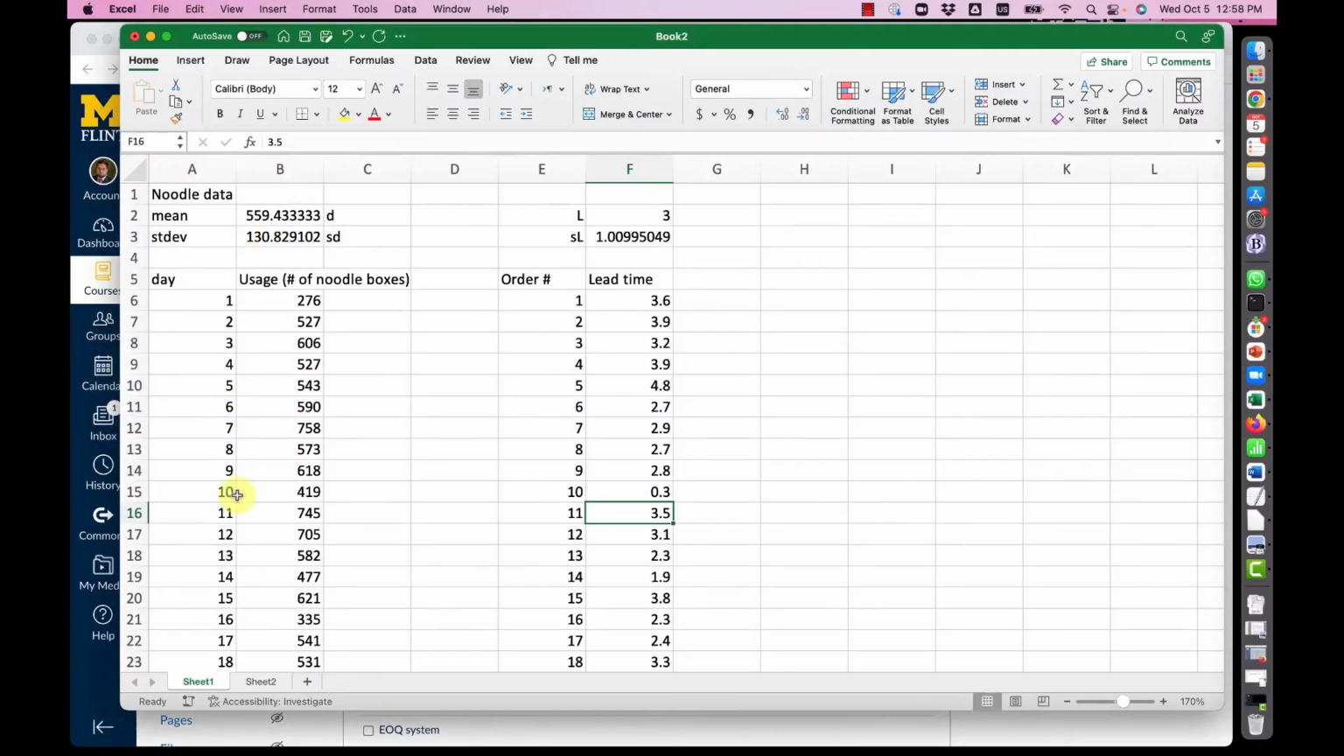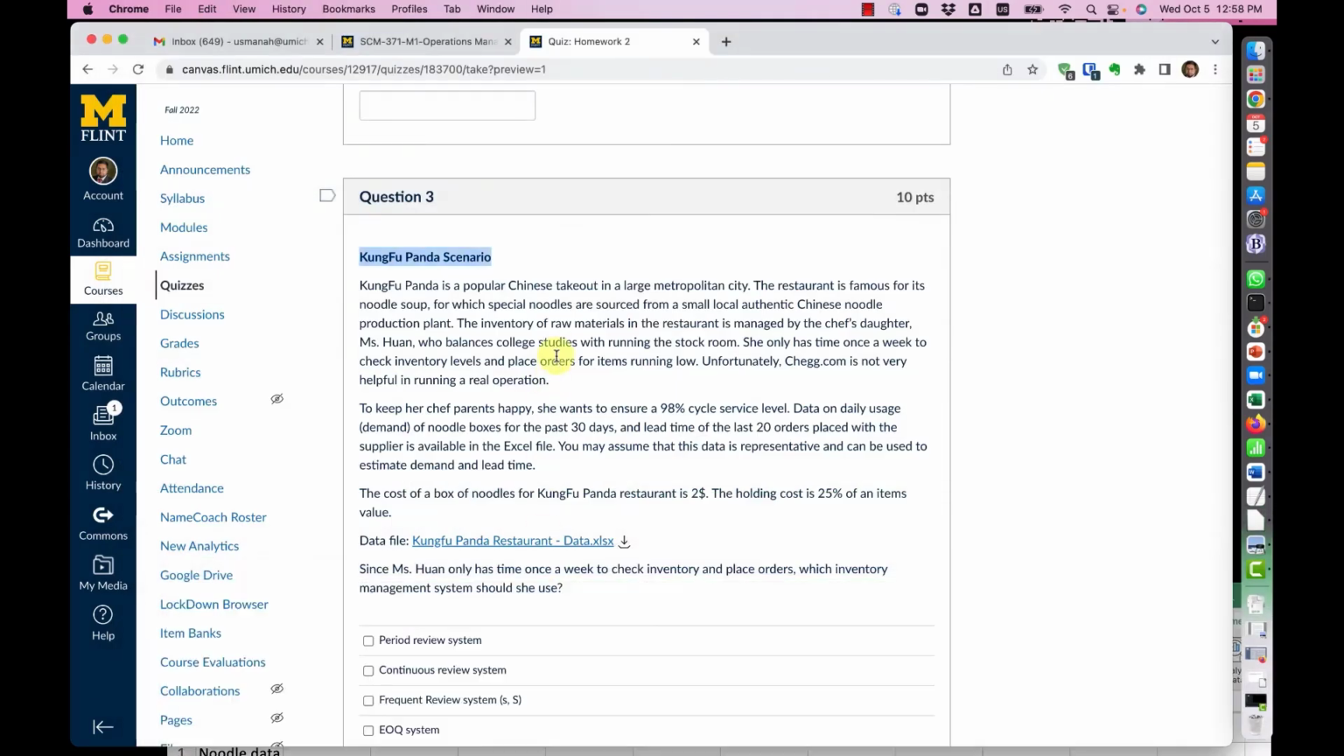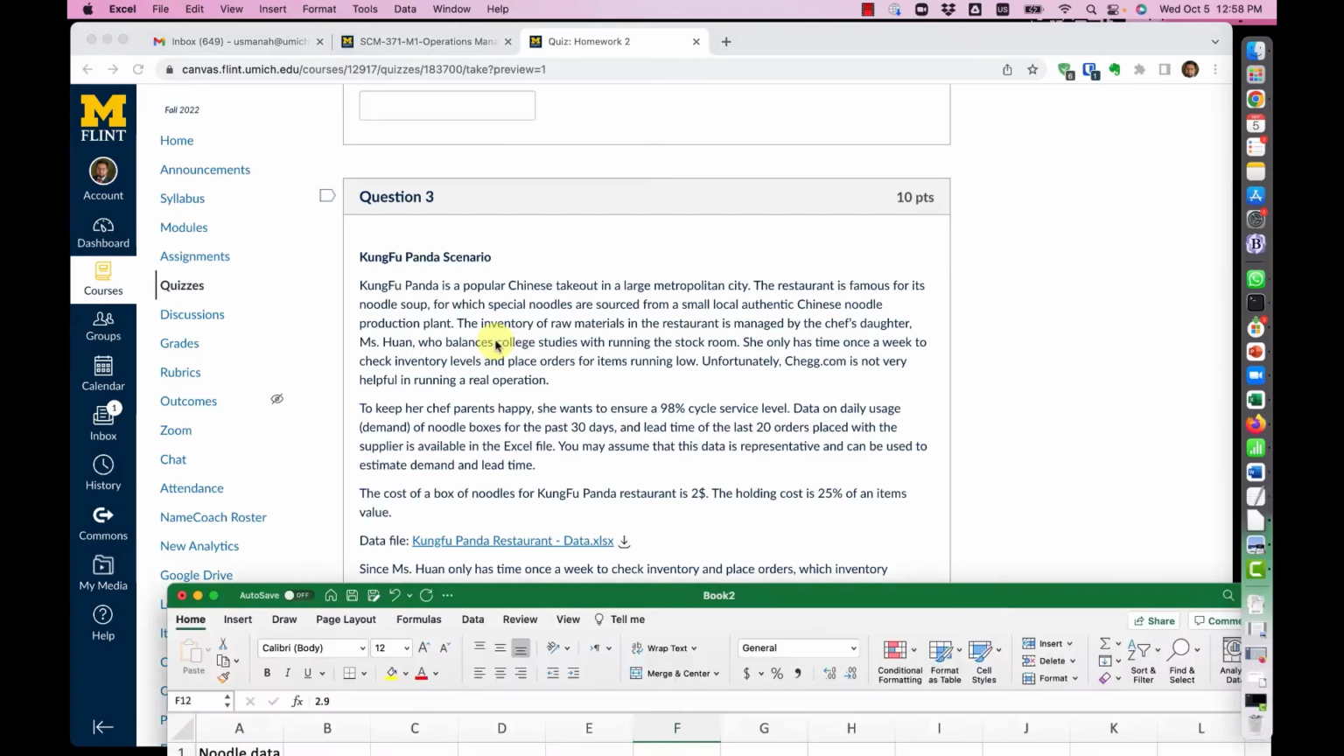So for this question, we're given some data on demand and on lead time. Okay, so you can see that demand is changing day by day. It's not constant. Lead time is changing day by day. So immediately we know it is the scenario in which demand is variable and lead time is variable. Next thing we notice is that inventory levels are checked once a week. So it is not continuous review. It's a periodic review inventory system.